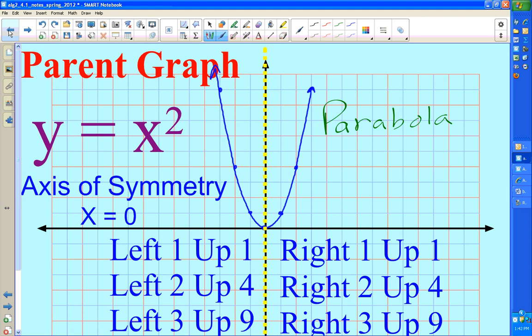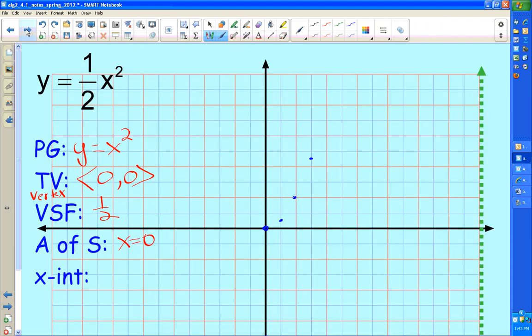So do we just square those if there's no vertical stretch factor? Do we just square the right? Because it says right 2, up 4. Up 4. I want you to memorize this. How am I getting these numbers? I'm squaring these numbers, absolutely. But I want you to know this as good as you know your own name. So when we go to our example, I want you to be able to go right 1, up 1, becomes right 1, up 1/2, right 2, up 2, and right 3, up 4.5.